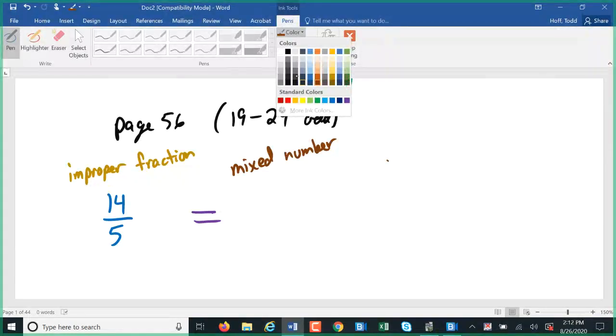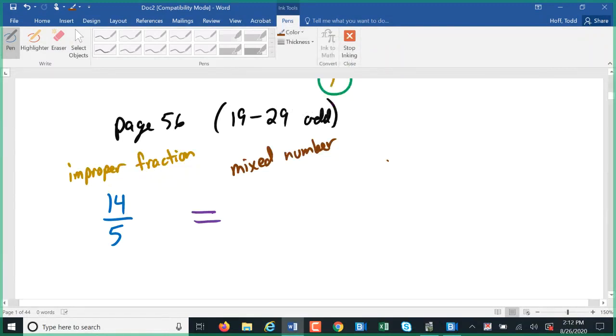Some of you are still working, but let's see how you did so far. For number 19, 14/5 becomes what? Well, 5 goes into 14 twice with 4 left over. So 2 4/5, right?